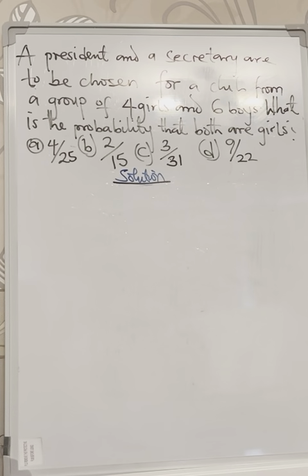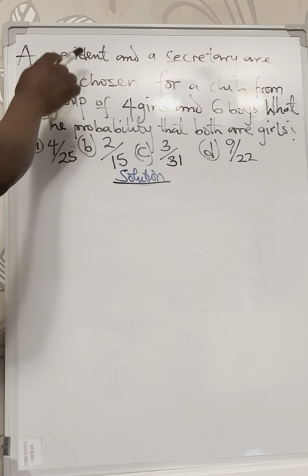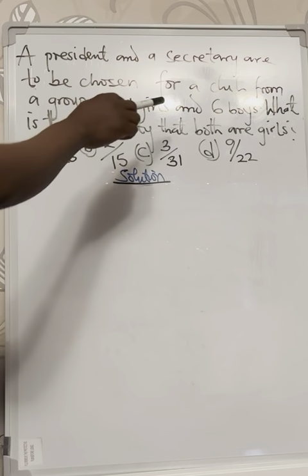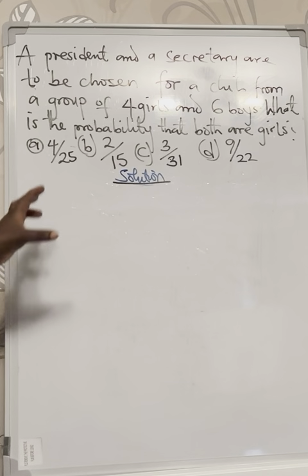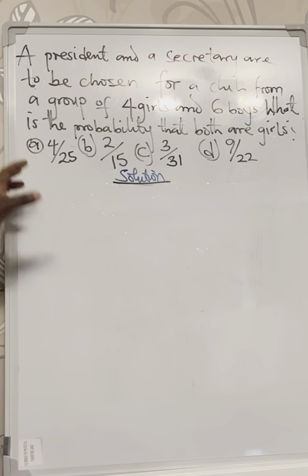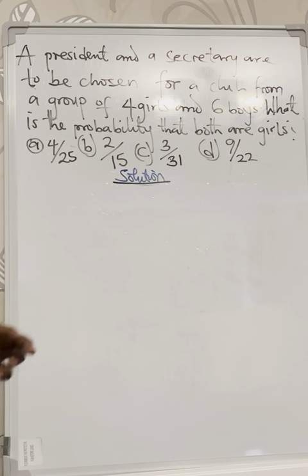Now let's go through it again. A president and a secretary are to be chosen for a club from a group of four girls and six boys. What is the probability that both are girls? Very interesting. Now, I will assign some letters to represent certain values to make it clearer and not confusing. Now, what do I mean?